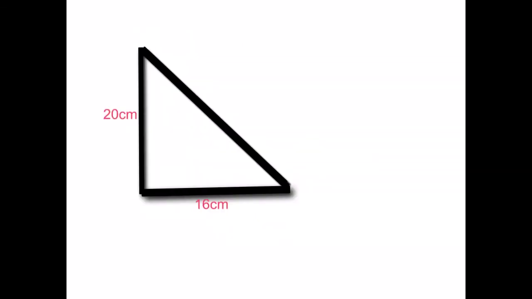With this triangle, I would like you to work out the area for me. Remember, the area is the space inside, and we're going to measure it in centimeters squared. Remember to use your equation of half the base multiplied by the height. At this point, you may choose to pause your video while you do your working out.